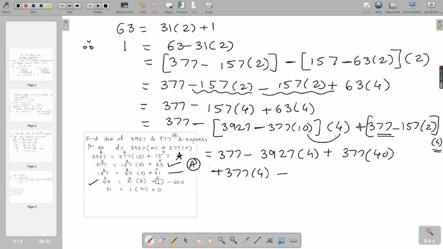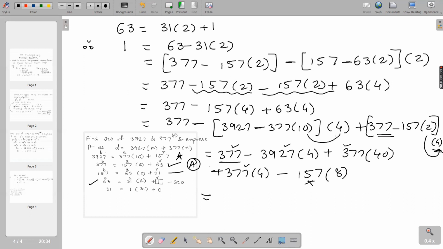And minus, this plus and minus becomes minus 157 into this 2 and this 4, I have to multiply. So that becomes 8. Now I want 377, 3927 in my expression, but I don't want 157. So for 157, again, I will make substitution. So let me just rewrite it, simplify it.